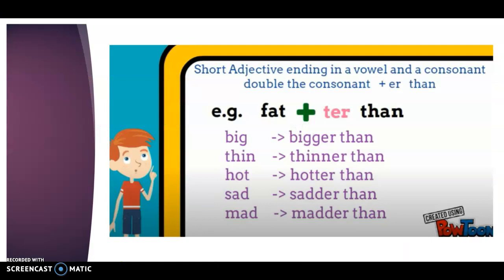The spelling rule here says that when we have adjectives formed of a consonant sound, a vowel, and another consonant, we have to double the final consonant before adding ER. So big becomes bigger than, thin, thinner than, hot, hotter than, sad, sadder than, mad, madder than.